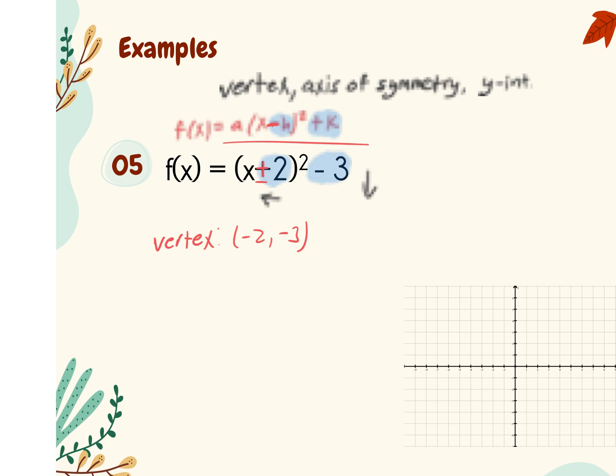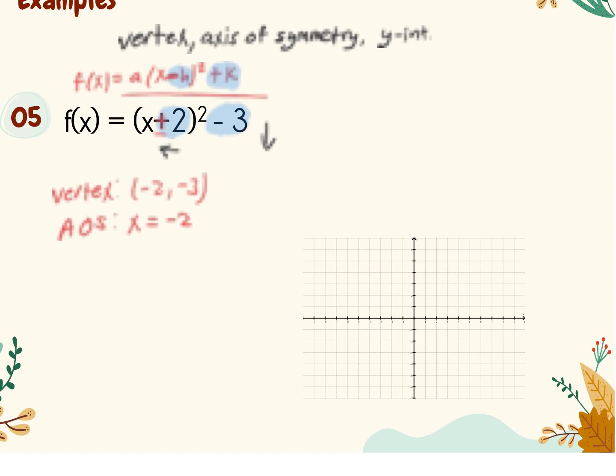And like I said on the previous slide, from the vertex, we can immediately get our axis of symmetry. I'm going to abbreviate it AOS. Axis of symmetry. It's going to be this equation, x equals the x-coordinate of your vertex, so -2. And that just means, I'm going to go ahead and graph these. At -2, -3, we have a point right here, and our axis of symmetry is going to be this imaginary line passing through x equals -2.